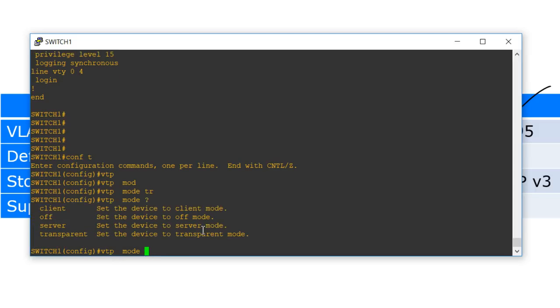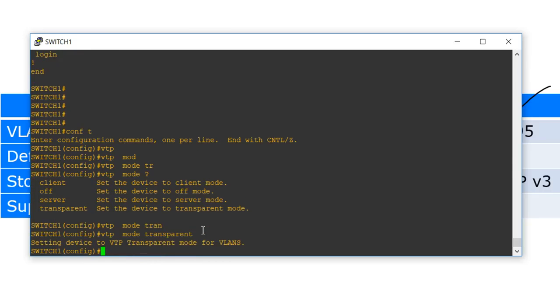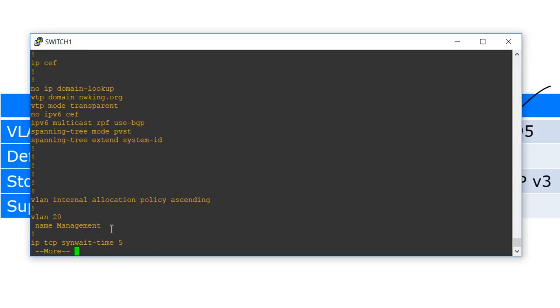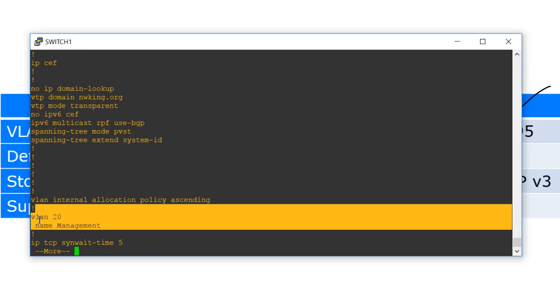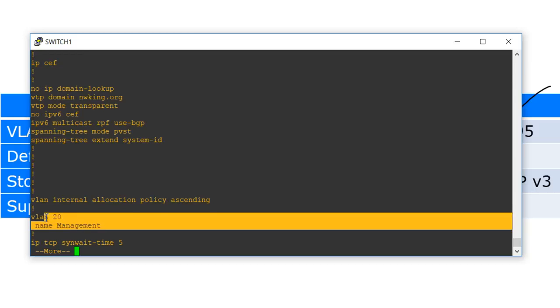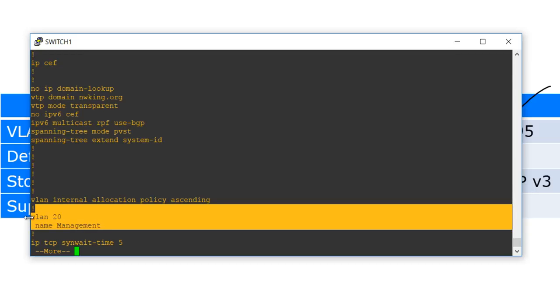But the new VTP also has another option, VTP mode off. So let's do off, or let's do transparent. Now it says VTP in transparent mode. Now let's look at the running config again. Do show run, and you see this time the VLAN information is added. It says there is a VLAN called VLAN 20 and the name is management. This gets added onto the running configuration.